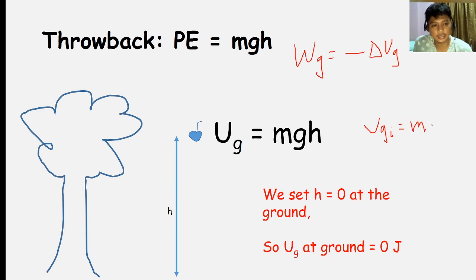Okay, so we say that the apple-earth system in this case has an initial UGi of mgh and final UGf of 0 if it falls down to the ground. We set h equals 0 at the ground, right? That's what we usually do. And technically, we say that the 0 reference line, where the gravitational potential energy 0 is set, is at the ground. So that term, 0 reference line.